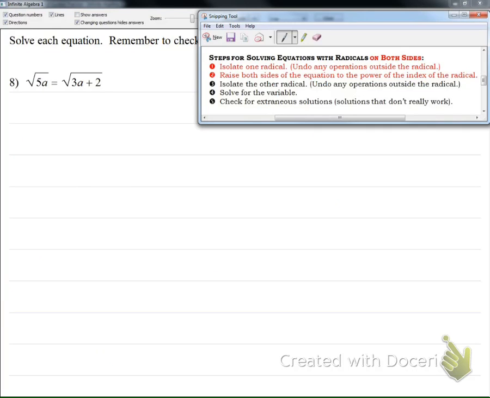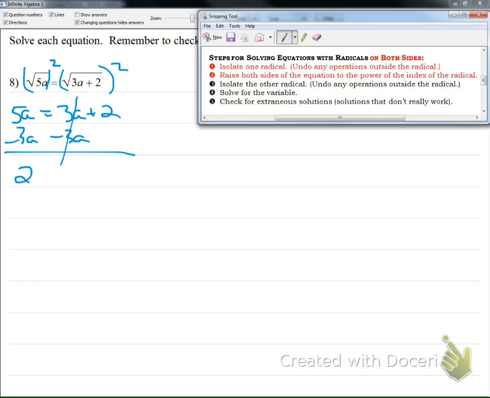Okay, we have the square root of 5a equals the square root of 3a plus 2. The radicals are already isolated, so let's square both sides to get rid of those radicals. 5a is equal to 3a plus 2. We have a linear equation, so we just need to get our variables on the left and our constants on the right. So we subtract 3a. This is nice, there's only one term that we need to move. Combine your like terms. 5a minus 3a is 2a is equal to 2.